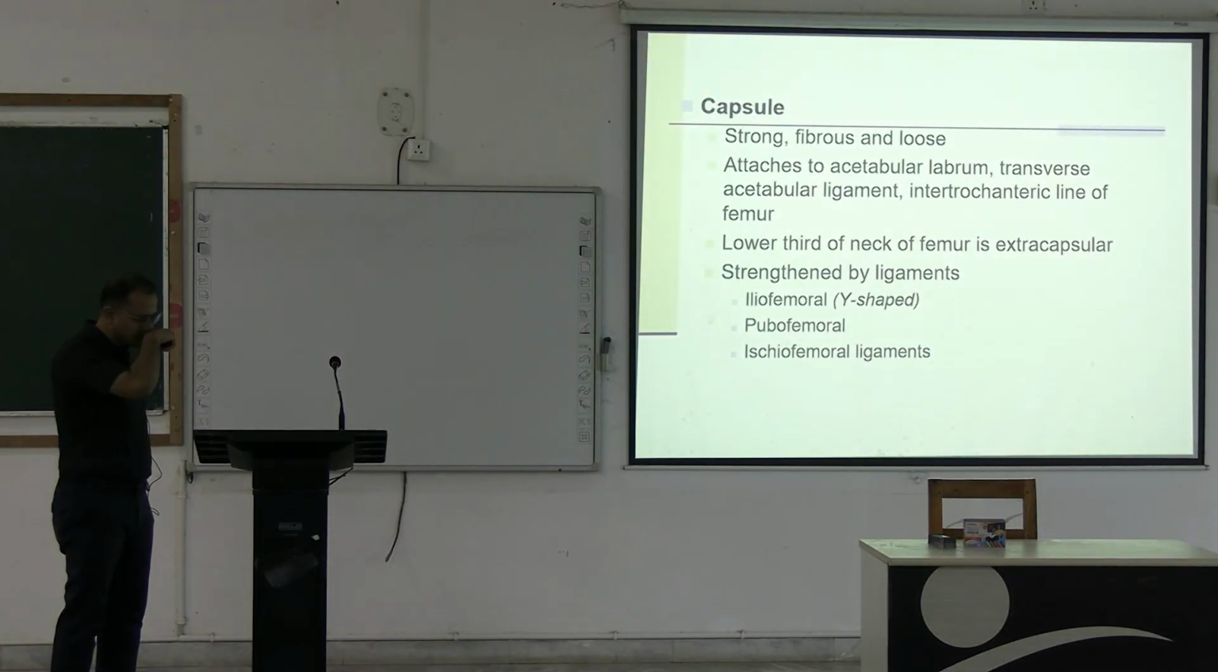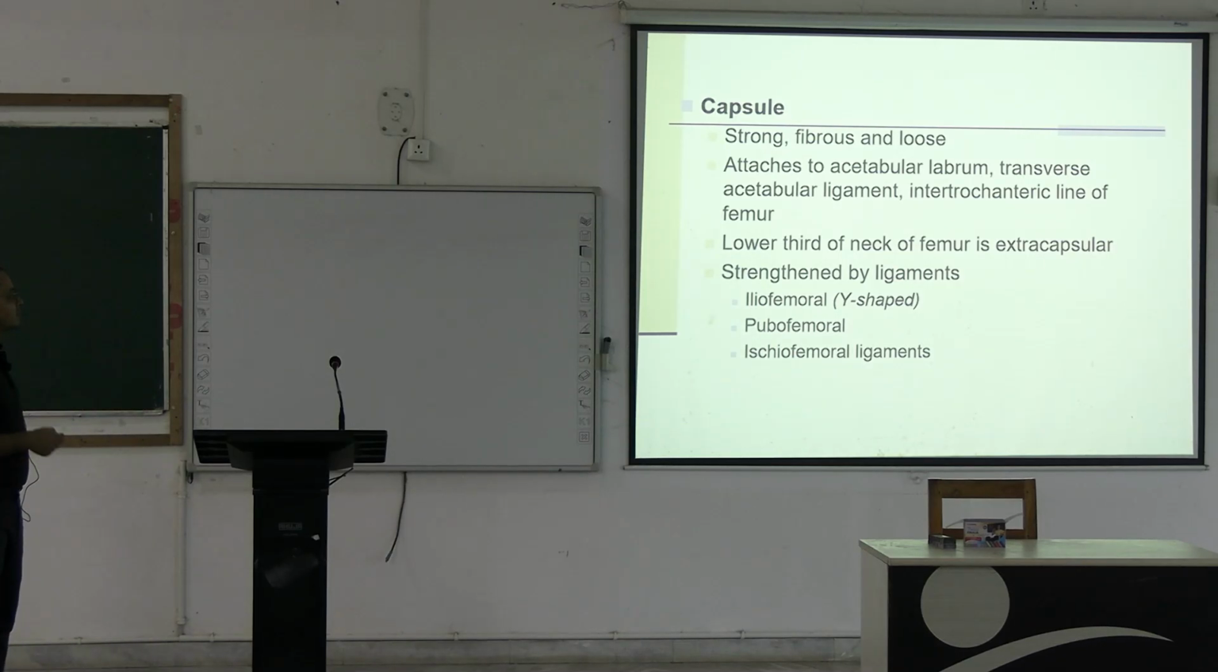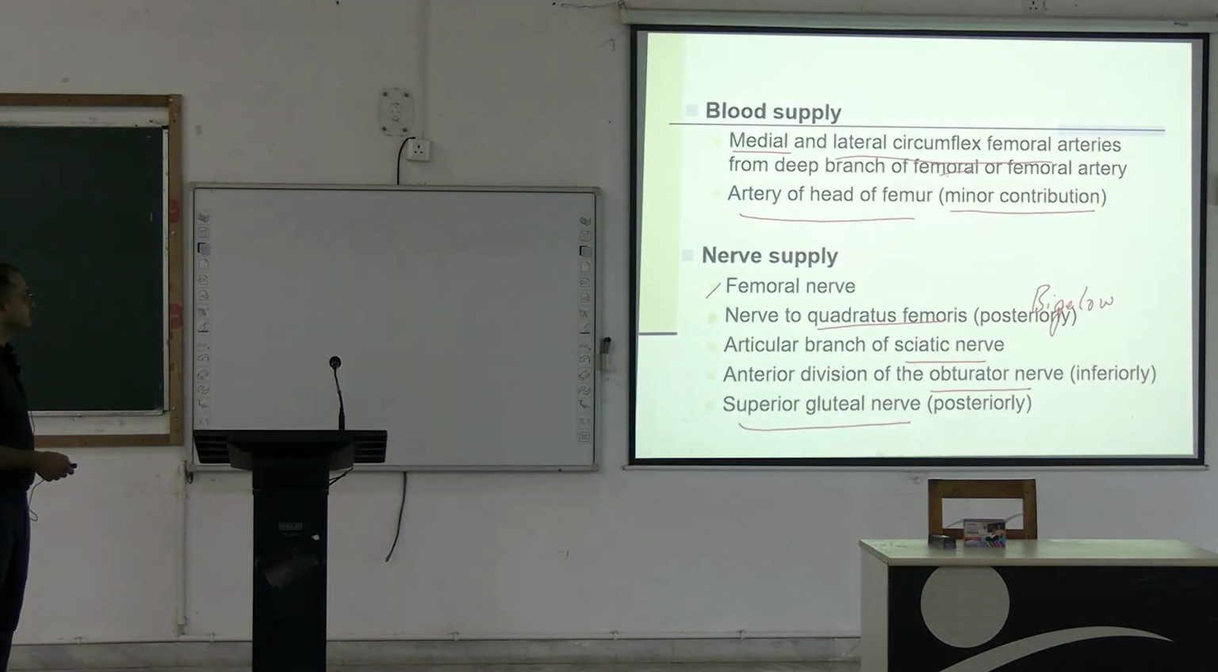Starting with the supports of the hip joint, we have a strong capsule attached on the acetabular margin as well as the bony margin of the neck of the femur. This capsule is strengthened externally by ligaments, which we call the iliofemoral ligament, pubofemoral ligament, and ischiofemoral ligament. They strengthen the capsule. Deep to the capsule, we have the synovial membrane.